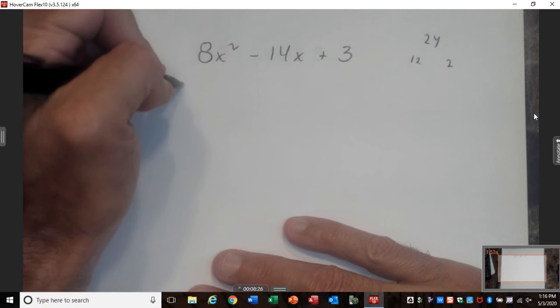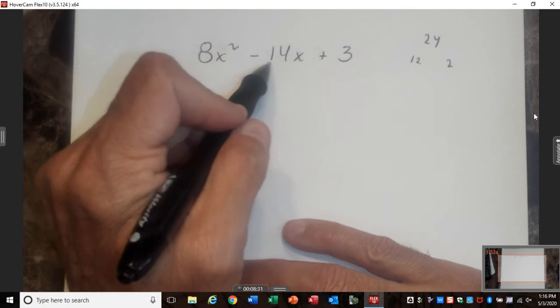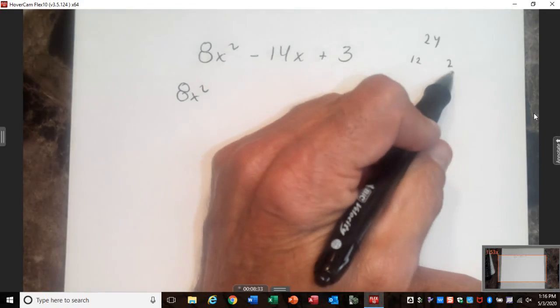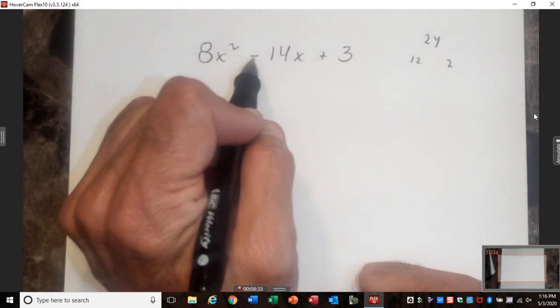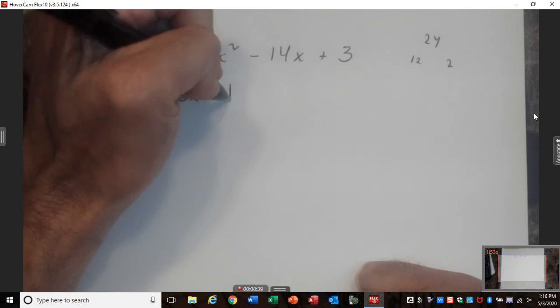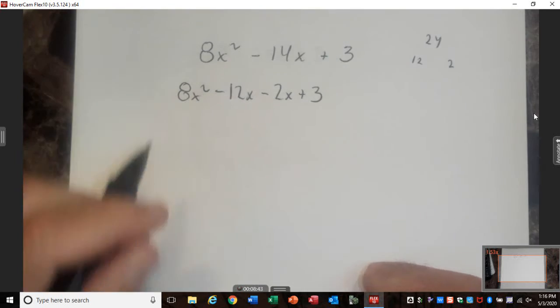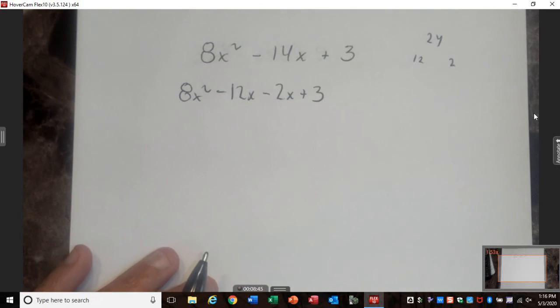We're going to go 8x squared. Now we want a negative 14. So if we take a negative 12 and a negative 2, remember this sign is negative, so both these are going to be negative this time. So minus 12x minus 2x plus 3. This is where it starts getting a little trickier, so stay with me.